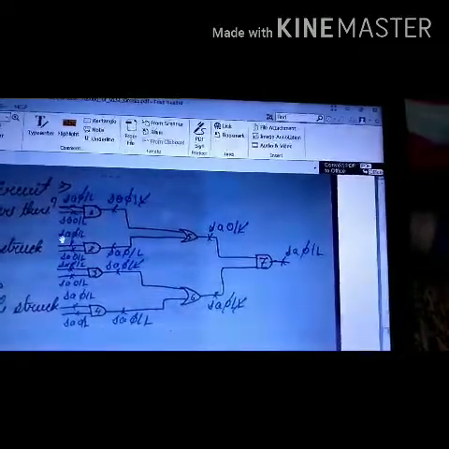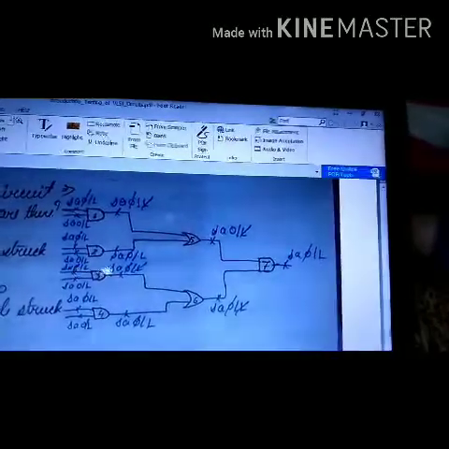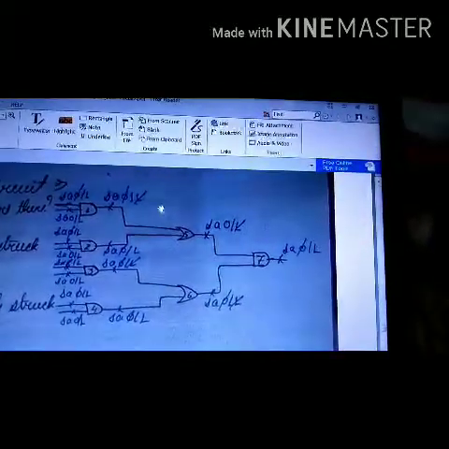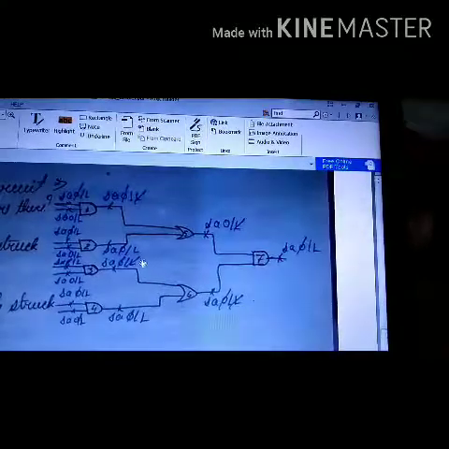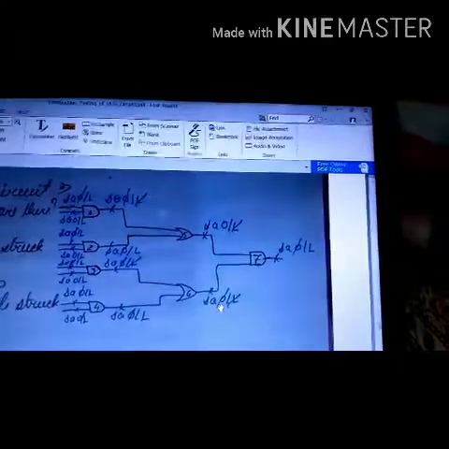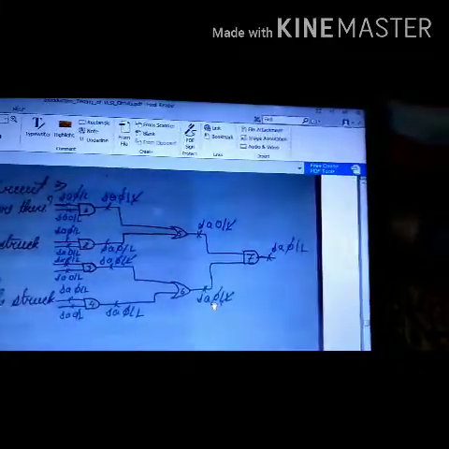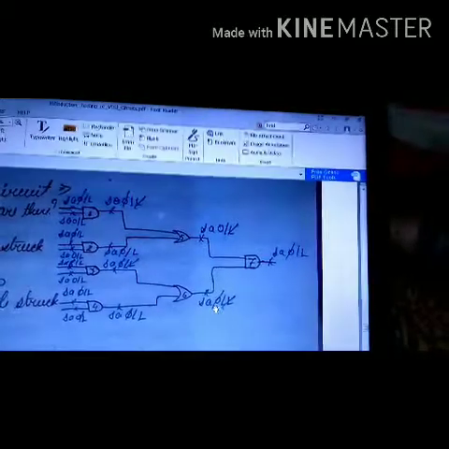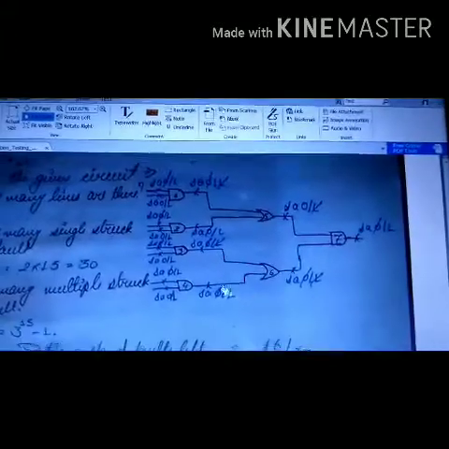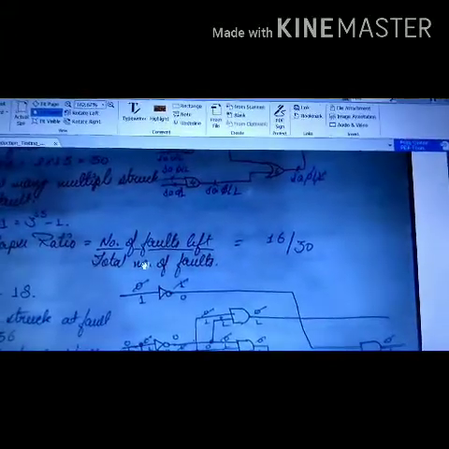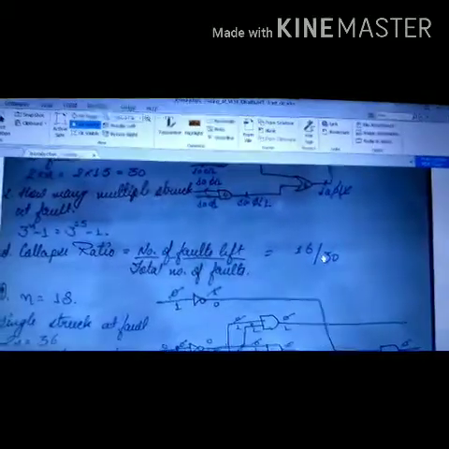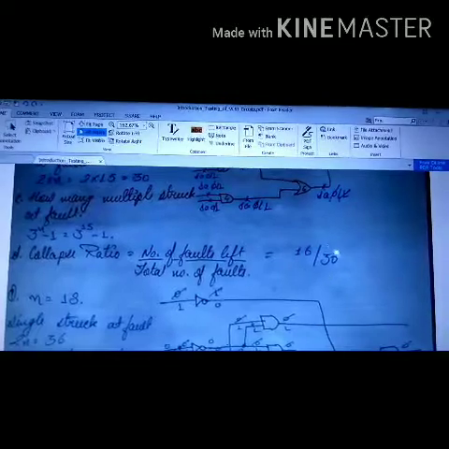1, 2, 3, 4, 5, 6, 7, 8. Then 9 and 10, 11 and 12. Then 13 and 14. So total 14 faults have been cancelled. So earlier there were 30 faults, 14 have been cancelled, so we have 16 remaining. So according to the formula, number of faults left upon total number of faults, we get 16 upon 30, and this becomes my collapse ratio.